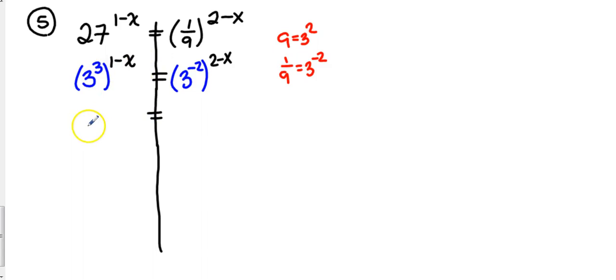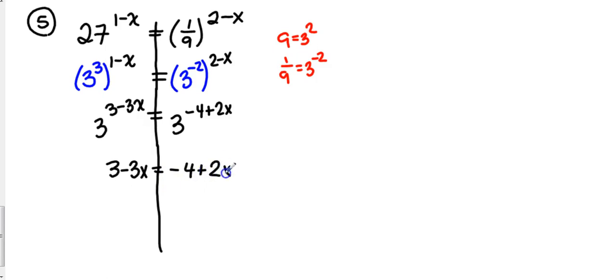Power of a power we multiply, so 3 times 1 is 3, 3 times negative x is minus 3x. So I have 3 to the 3 minus 3x equals, what am I going to get on this right side? You decide. What do we get on the right? Distributing negative 2 to both of those terms, this becomes 3 to the negative 4 plus 2x. Again, once I have the same base, that means that their exponents have to be equal. So 3 minus 3x equals negative 4 plus 2x.